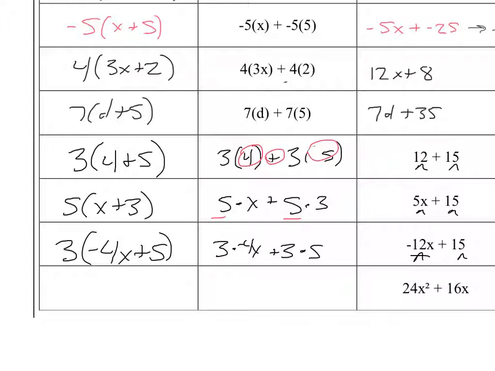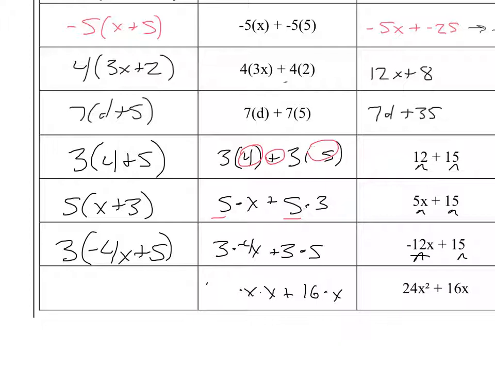So you have to be really careful with those negatives. And this next one, this is really just a stretch. When we think about this, this is 24 times x, that's an x squared, plus 16x, 16 times x. So we've got a couple common factors that we can pull out here.